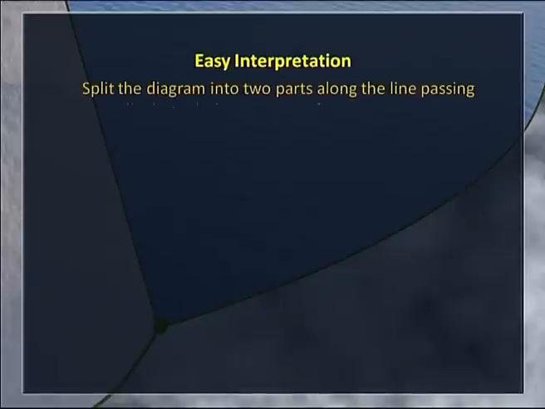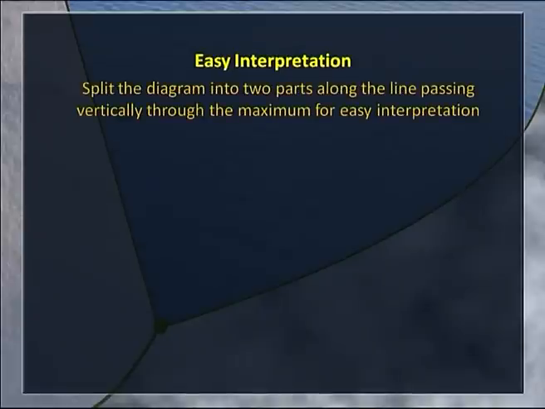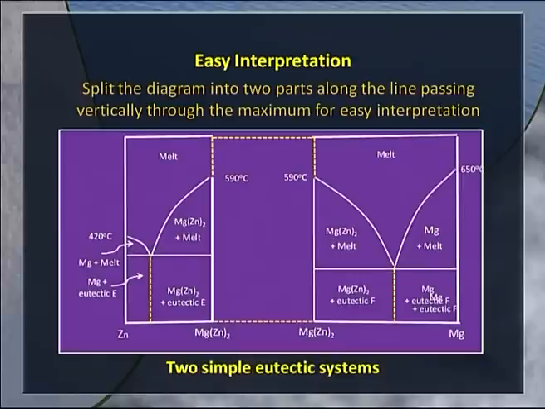What do you do? You split the diagram into 2 parts, exactly bisecting it at the maximum in the curve. What is the result? You have 2 simple eutectic systems, and the interpretation of this you have seen earlier. It is easier than directly looking at the complicated diagram.